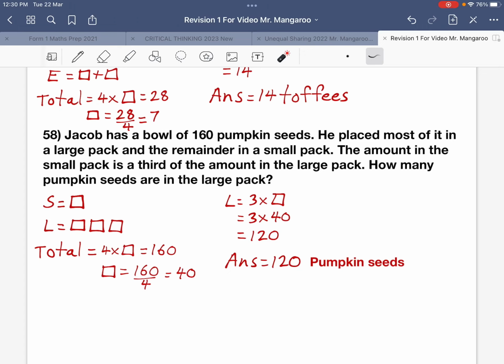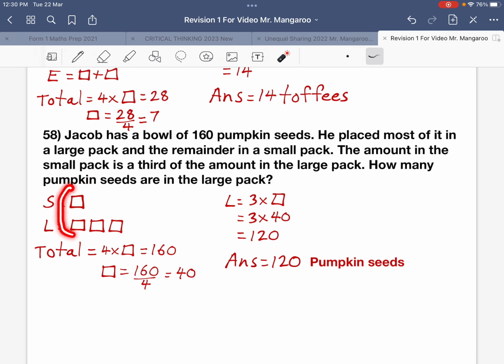Right, so instead of saying the small pack is a third, so instead of using fractions, we're going to use times. So we can also say the large pack is 3 times as much as a small pack. So again, instead of saying the small is a third of the large, we wrote it here as the large is 3 times as much as the small. So we don't have to work with fractions.